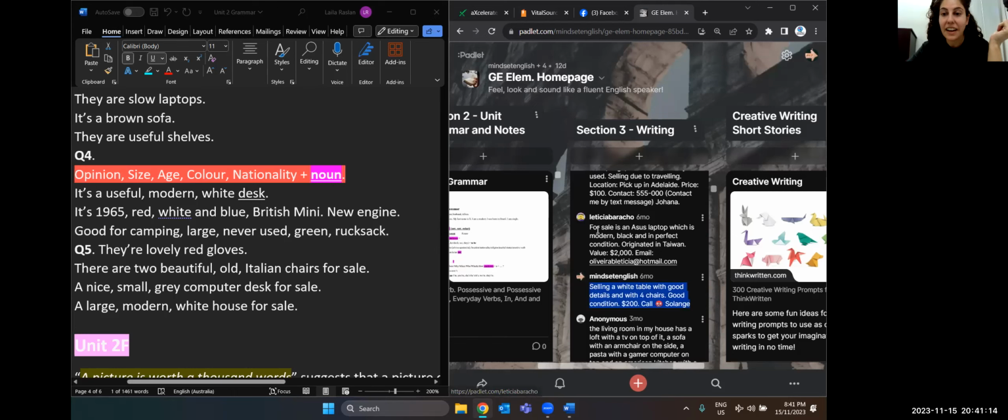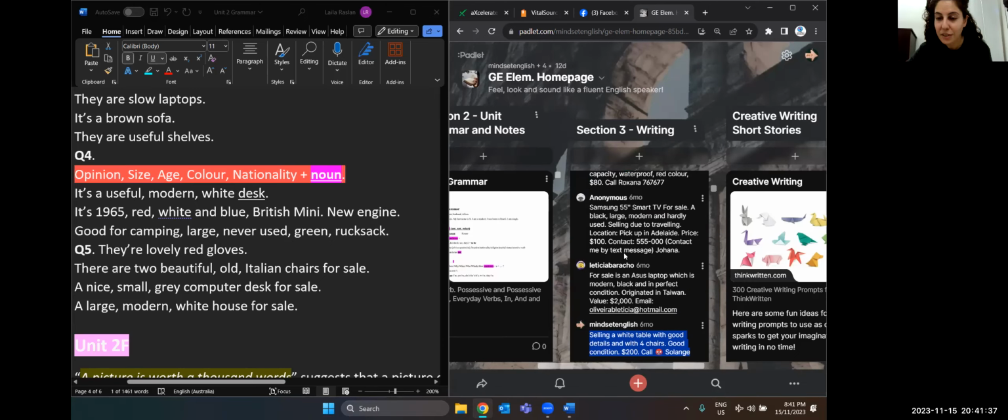So Letizia writes, for sale is an Asus laptop, which is modern, black, and in perfect condition. Originated in Taiwan or made in Taiwan. Value, $2,000. Email. So you got to make sure you add your contact detail, because how do you want people to contact you? Your phone number or your email or what? I'll read one more for you.